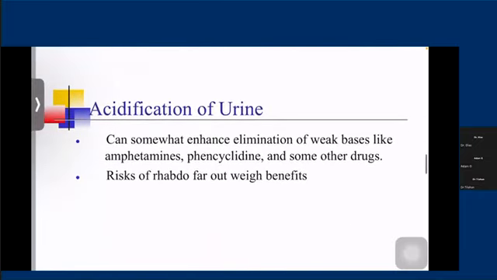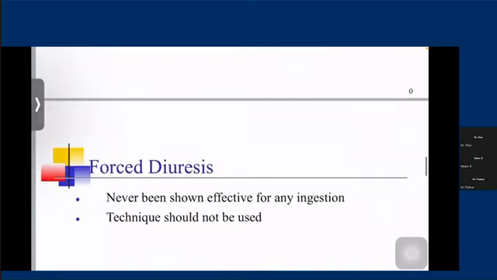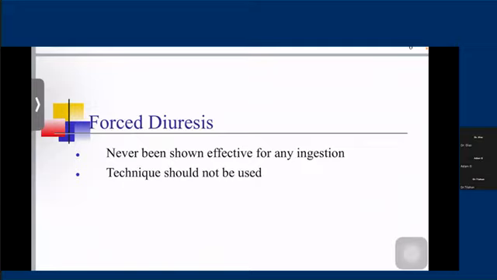Acidification of urine is for weak bases, but the risk of acidification outweighs the benefits. The risk of rhabdomyolysis by acidifying the urine is very high, so it is no longer recommended. Forced diuresis by giving Lasix is also not recommended. The chance of removing the poisonous agent is very low; rather, the patient can go into shock and acute kidney injury.